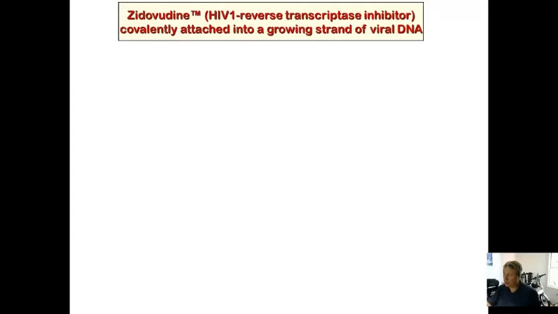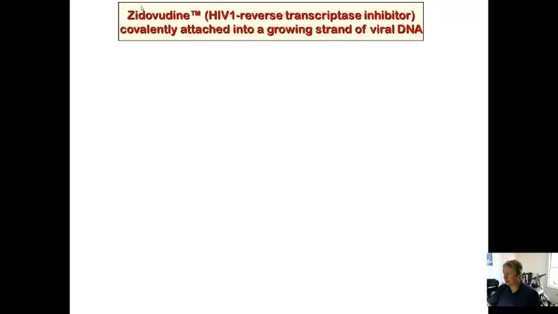Okay, let's keep going. All right, so this is another crystal structure. Just while we're showing some cool crystal structures of how drugs work, zidovudine, which we've talked about a couple times now, is also called AZT, right? Zidovudine, AZT. This is an HIV-1 reverse transcriptase inhibitor. It covalently attaches into a growing strand of viral DNA. It's one of the ways we treat HIV, one of the first ways.